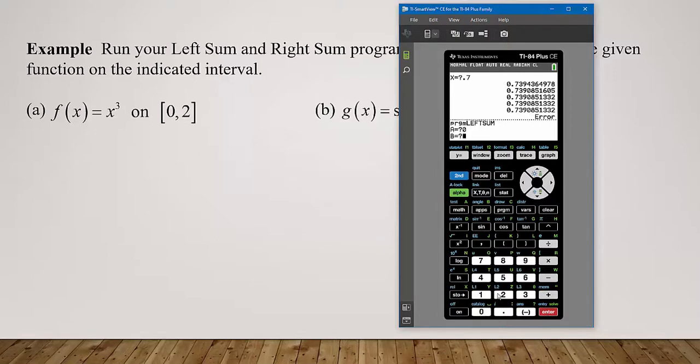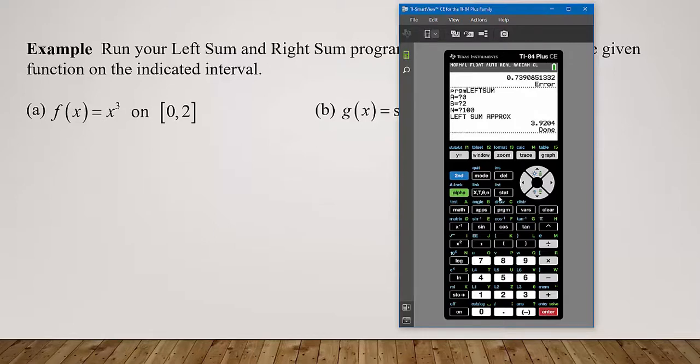That's the right endpoint of the closed interval, which is 2. Then it's saying n. What is n? Well, n's the number of rectangles, and it says we're going to do it for 100 rectangles. So I hit enter, and I get the left sum to be 3.9204.